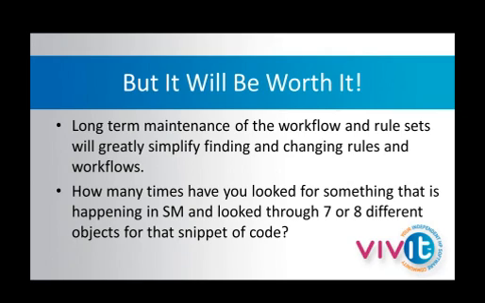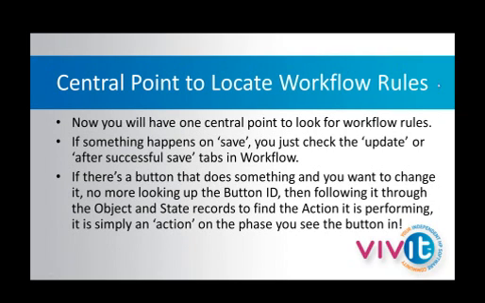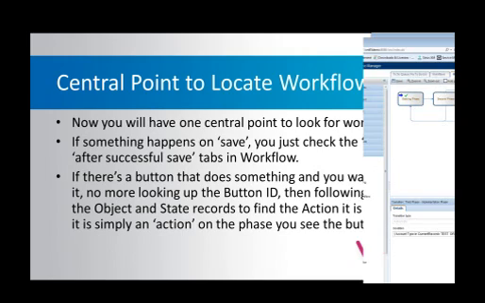So now you're going to have a central point to look for workflow rules. If something happens on save, you just check the save or update or after successful save tabs in the workflow. If there's a button that does something and you want to change it, there's no more looking up the button ID, what button number is this? I go to the object record. Okay, what state am I in? I have to find the state record, and then find the action and display actions that's firing on the state that's tied back to what the button ID is actually doing. Now I can just look in this workflow editor.